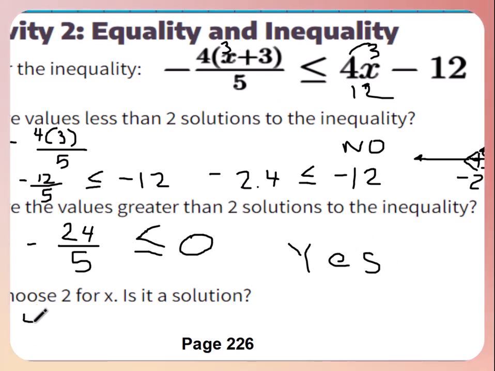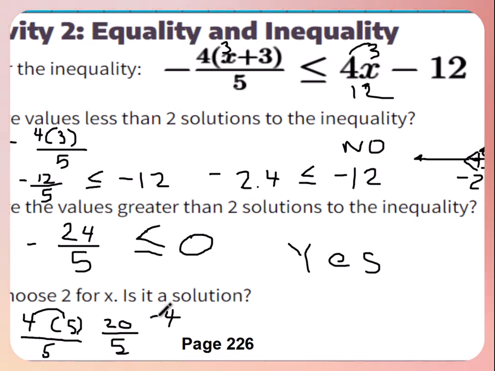Now we're going to choose 2 for x, and we're going to plug it in. So 4 times 2 plus 3 is 5 over 5. 4 times 5 is 20. 20 divided by 5 is 4. But this is a common mistake. Don't forget that this is negative.